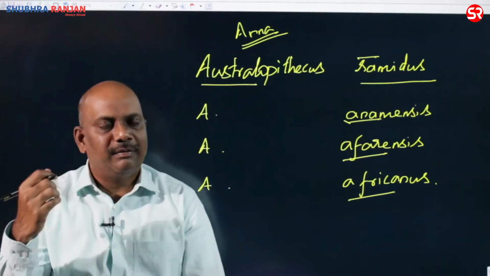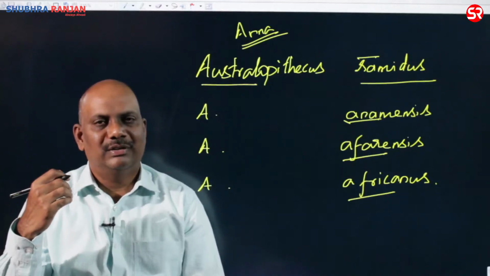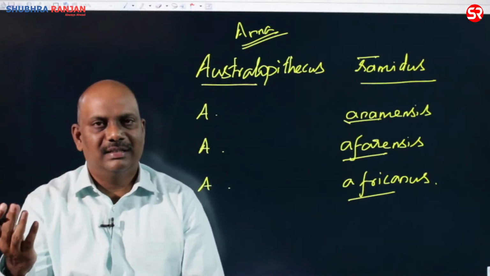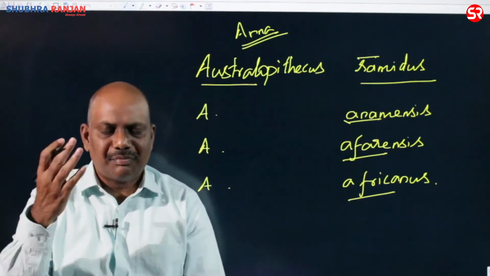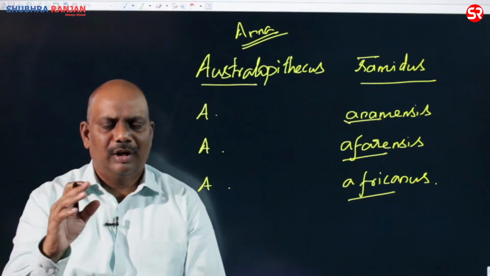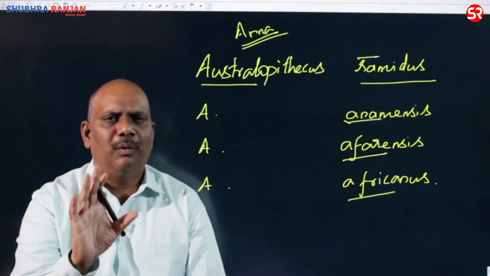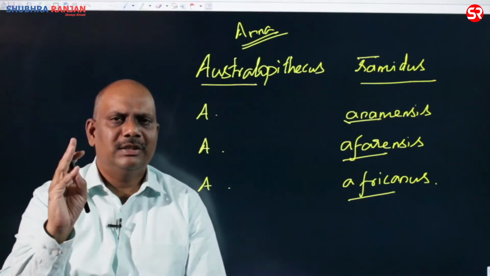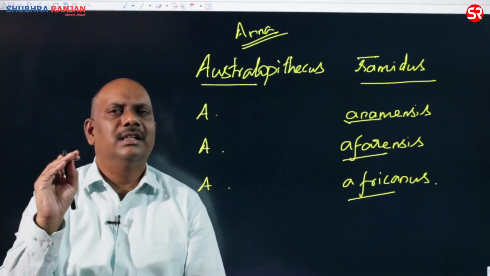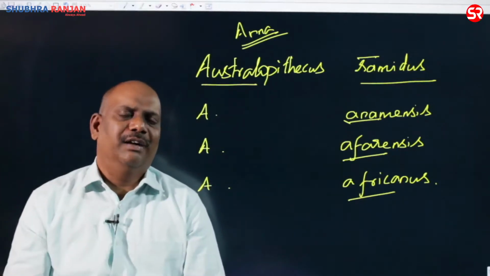Later, a few more important fossils were also discovered, but there is no need to go that deep. For example, the latest discovery is Australopithecus ethiopicus. So now please be comfortable with these 4 species at least: Ramidus, Anamensis, Afarensis, and Africanus.